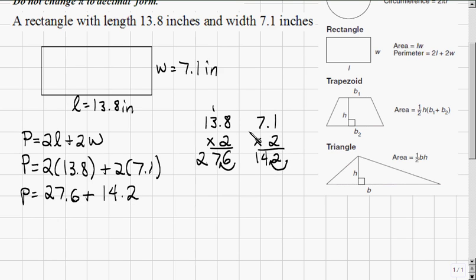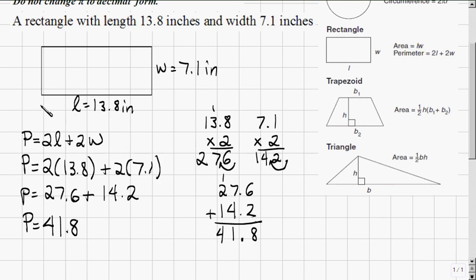Next, to add these two decimals up, let's add 27.6 plus 14.2 vertically. 6 plus 2 is 8. 7 plus 4 is 11, carry the 1, and 1 plus 2 is 3, plus 1 is 4. Carrying the decimal point down for addition, we get a total perimeter of 41.8. Since perimeter measures the length totally around the rectangle, this would be 41.8 inches.